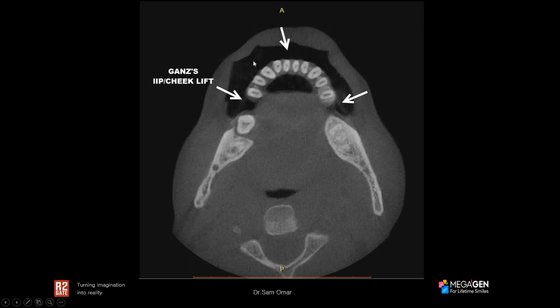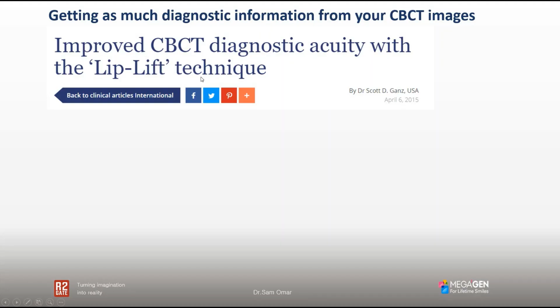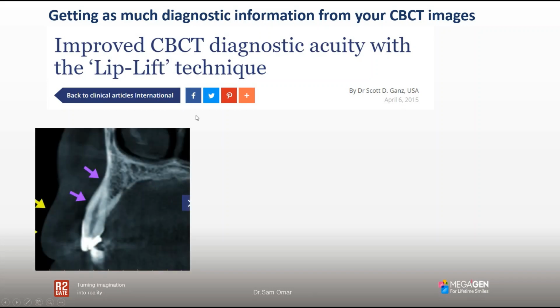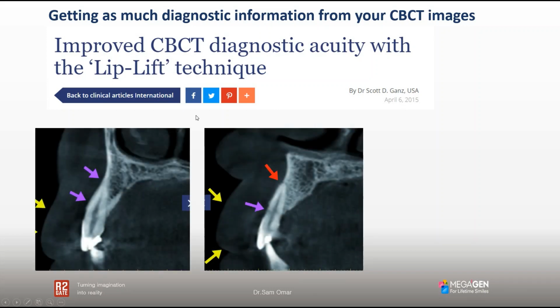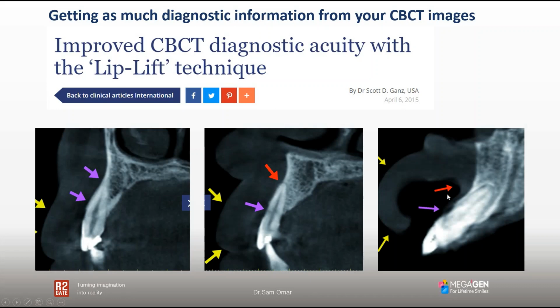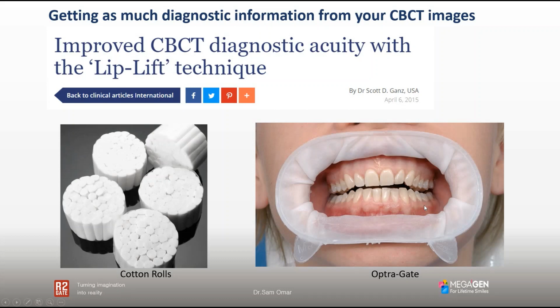As you can see here, this gap that we have right here was actually formed by adding some cotton rolls between the patient's lips and the patient's mucosa. So the lip cleft technique really allows us to get a lot of information from our CBCT, and it lets us know a lot about the type of tissue that we have. How thick is the tissue, and what is the biotype that we have for this patient? You see here, only by adding these cotton rolls, you see this big pocket of air, and this is what allows us to see the soft tissue really well.